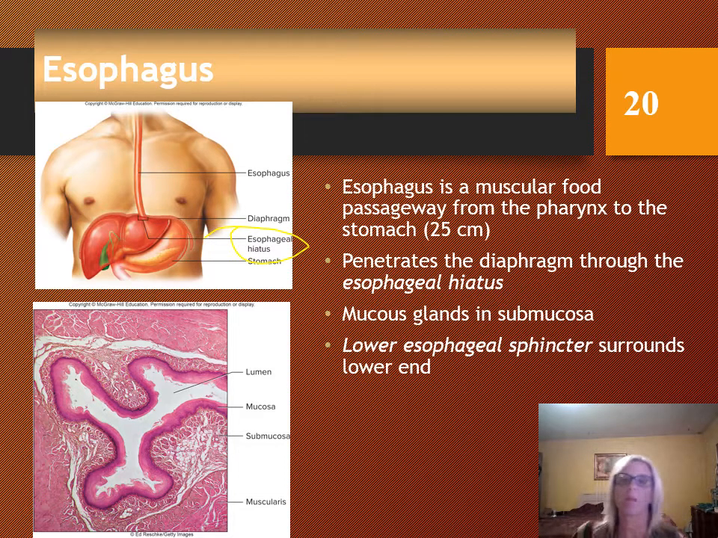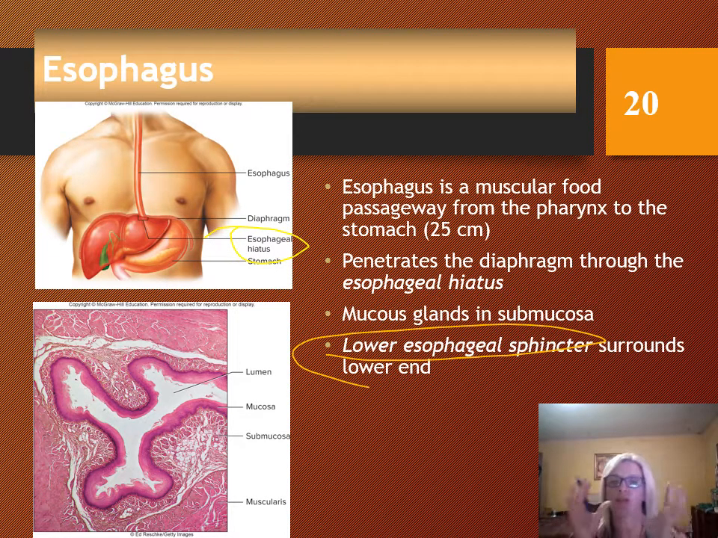All right. We do have those mucus glands there in the submucosa, and we have the lower esophageal sphincter that surrounds the lower end. There are going to be 3 sphincters that I want you to pay attention to because these are circular muscles that control movement through a certain area. And so we're going to look at 3 of those. This is the first one, the lower esophageal sphincter.